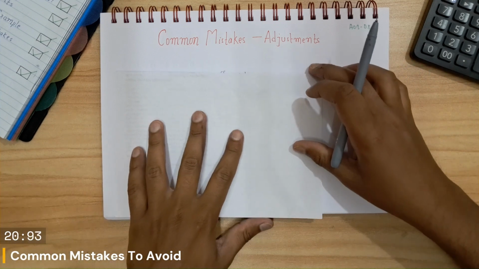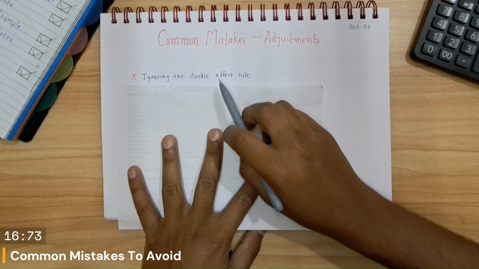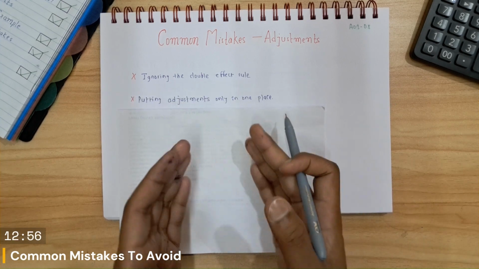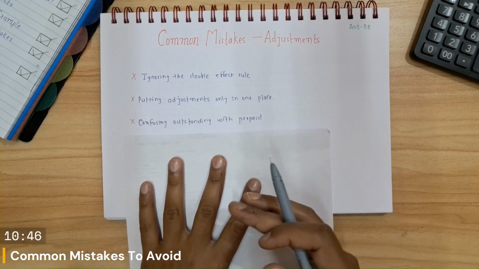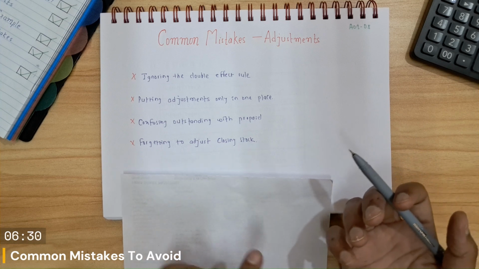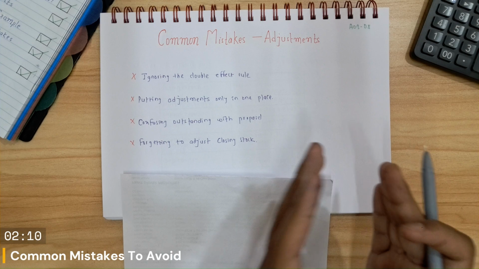Let's go over some mistakes people often make: ignoring the double effect rule, putting adjustments only in one place, confusing outstanding with prepaid, and lastly forgetting to adjust closing stock. So be careful.